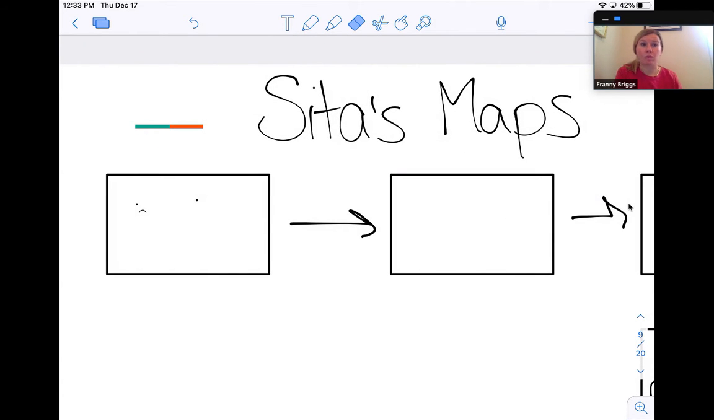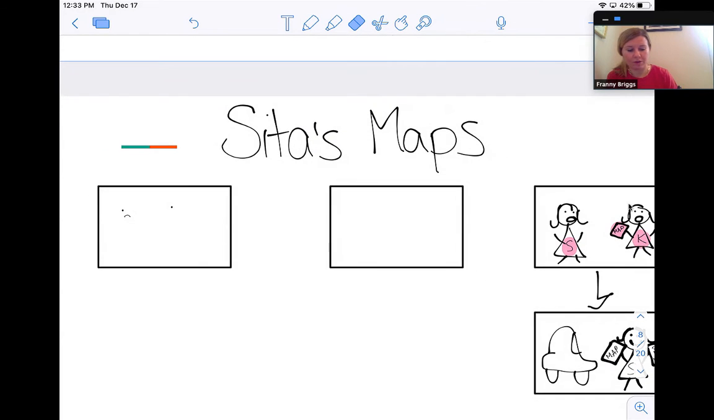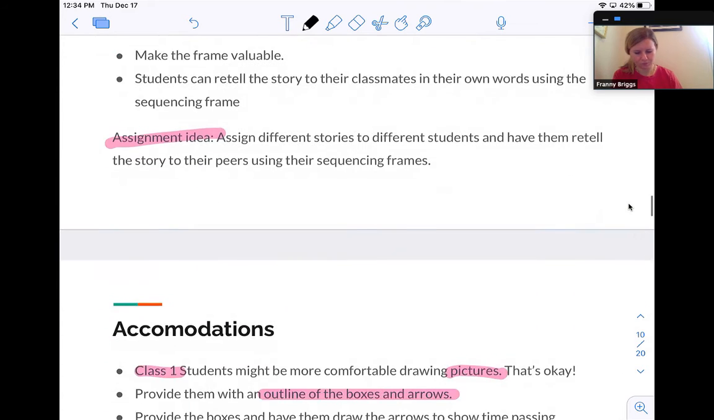As students progress with their sequencing frames, maybe you could take out the arrows so that they have to draw their own arrows. And then obviously as students get older, maybe they'll be able to draw the boxes and arrows themselves. But our younger students, we really want to provide that structure. Okay.